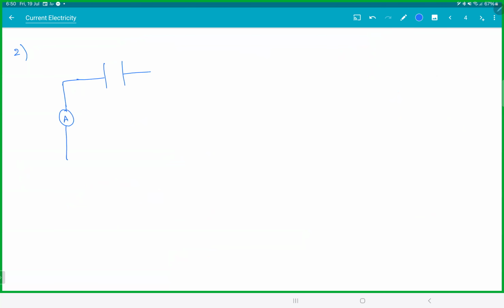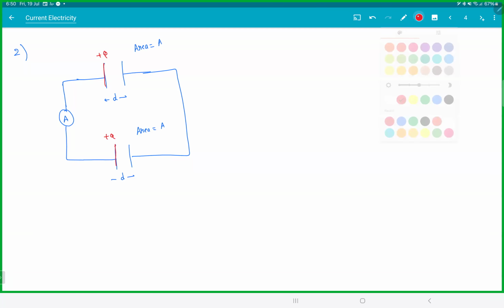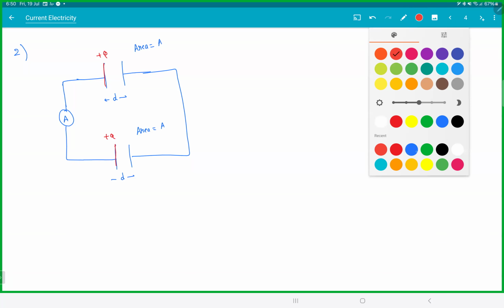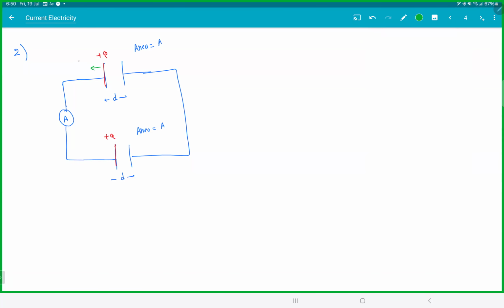So we have a capacitor. Area of the plates is A. Distance is D. Identical capacitors basically. So this is plus Q and this is also plus Q. Then, interestingly, this plate here started going with V1 and this plate here started going with V2. The plates started moving in the opposite way.